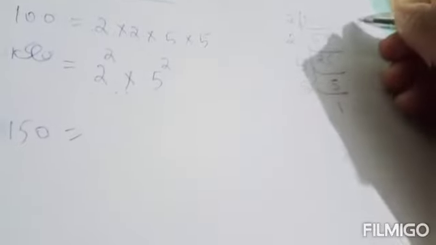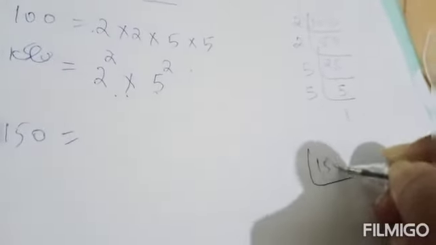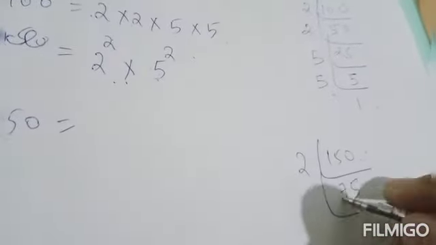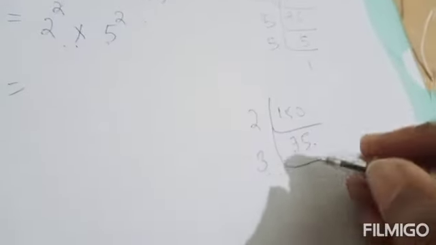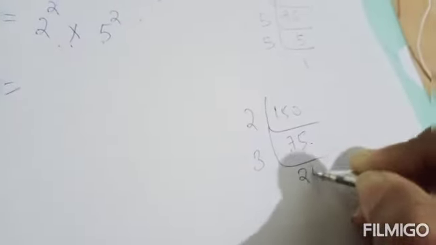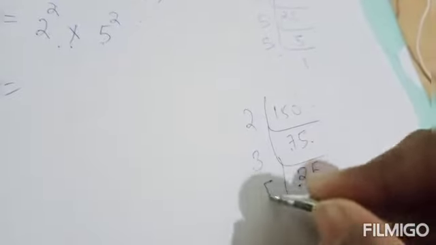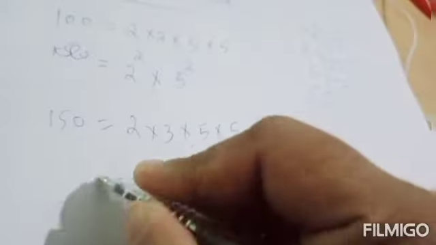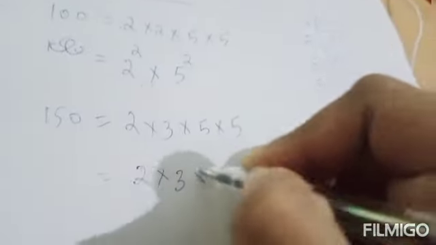Next number 150. Doing the prime factorization of 150, you can divide by 2. You will get 75. 75 you can divide by 3 only. So 3, you will get 25. 25 you can divide by 5. You will get 5. 5 by 5, 1. Okay, so 2 into 3 into 5 into 5. In index form it is 2 into 3 into 5 square.